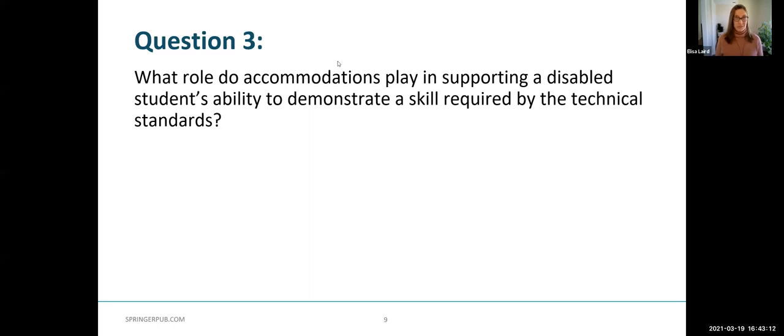So moving on to our third question, what role do accommodations play in supporting a disabled student's ability to demonstrate a skill that is required by the technical standards? Does anyone have any examples of a time when they had a student who couldn't meet the technical standards until they used an accommodation and then were able to meet them? Or John? Put you on the spot.